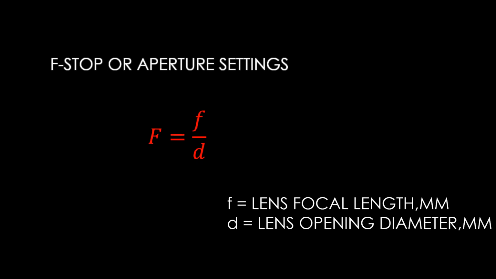So this is the f-stop or aperture setting, and this is the focal length divided by the diameter. So f-stop is inversely proportional to the diameter of the lens, and directly proportional to the focal length. So the more the focal length, the more the aperture setting or f-stop.